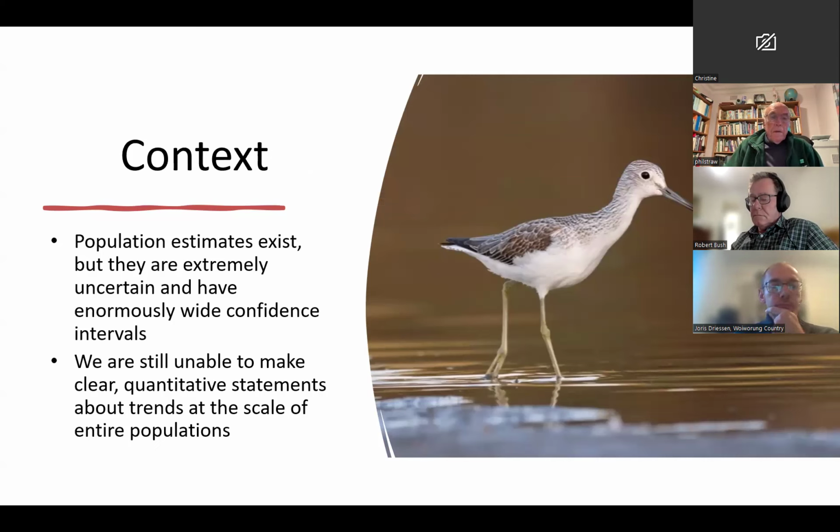And there's a couple of important points of context here. If we want to understand what's happening to shorebird populations, there's, I guess, two ways of doing it. The first one is to try to create population estimates of shorebirds and to update those population estimates every now and then to try to understand if the overall population sizes of our shorebirds have increased or decreased or stayed the same. And there are a number of efforts to create population estimates.